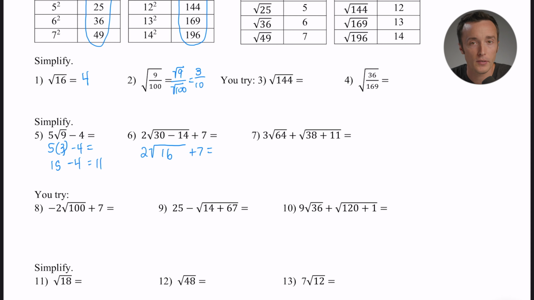How does that help us get to a final answer? Well, if you take the square root of 16, you get 4. So really what this turns into is 2 times 4 plus 7. Again, all I did was evaluate the square root of 16 as 4. Now we can do this with some mental math. 2 times 4 is 8, plus 7 is 15.